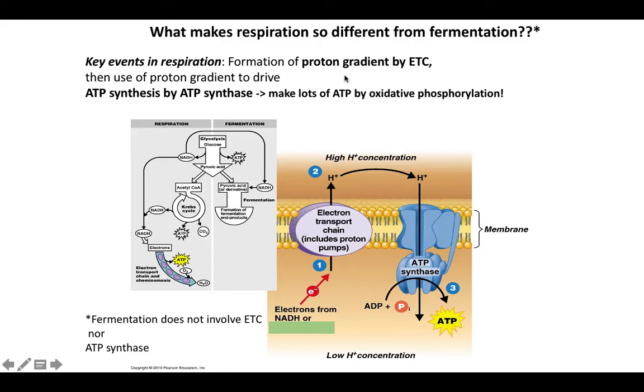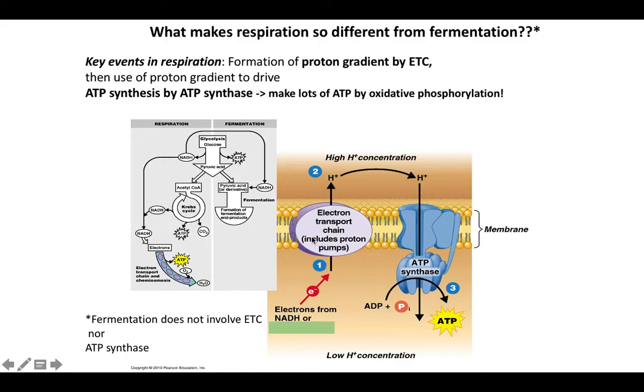Now, what's the big deal with aerobic respiration? What makes it so different from fermentation? Well, you guys will remember that we're going to rip off all the high energy electrons from, for example, glucose, and we're going to have our hydrogen atom electron carriers, NAD and FAD, accept those high energy electrons, and then the NAD or FAD are going to deliver those high energy electrons to the electron transport chain.